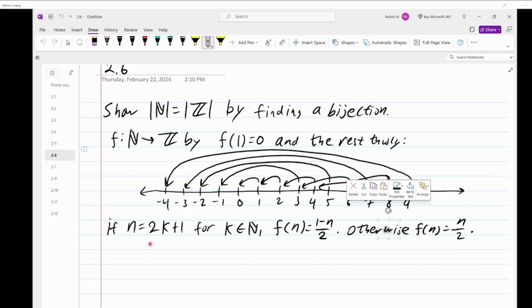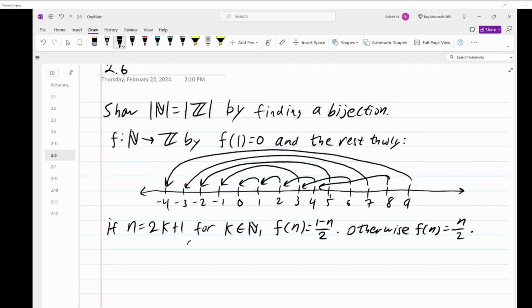So if n, I just send all of the odd numbers to a non-positive integer, and then all the even numbers go to half their number. So if n is odd, then send it to a negative integer. Otherwise, send a number to half of itself. And this makes sense. For 1, I guess, this comes out to 0. 1 goes to 0. 2 goes to 1. 3 goes to -1. And you can see how this would alternate. 4 goes to half of itself. 5 then goes to -2.